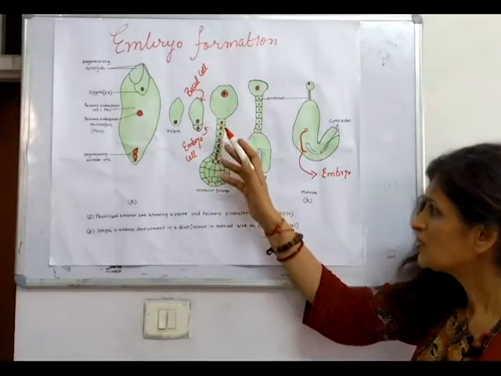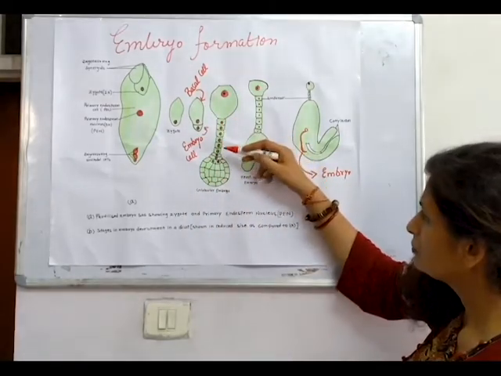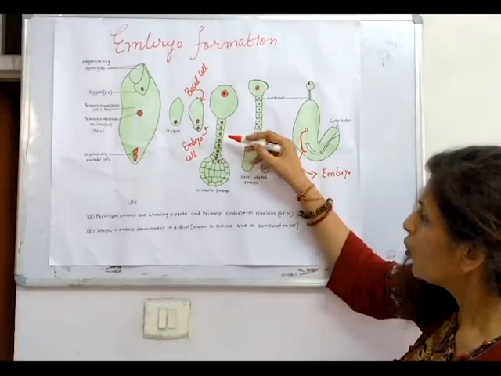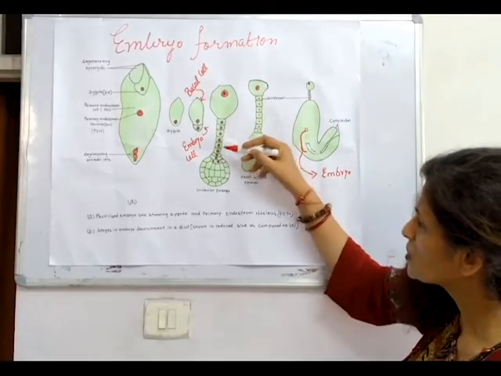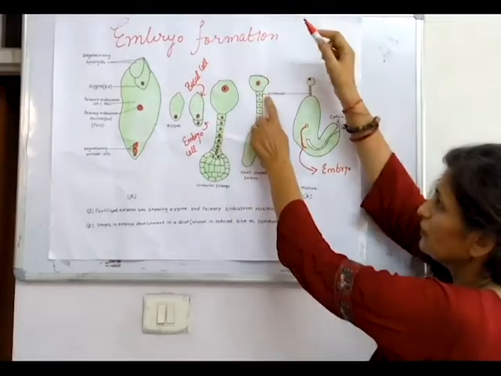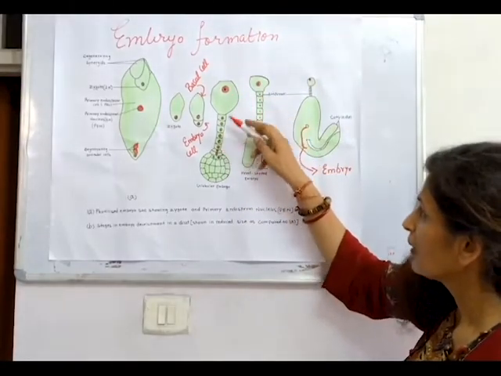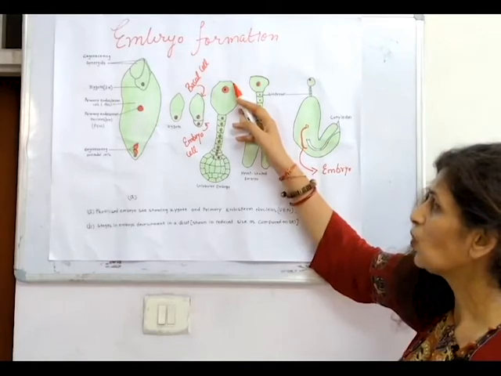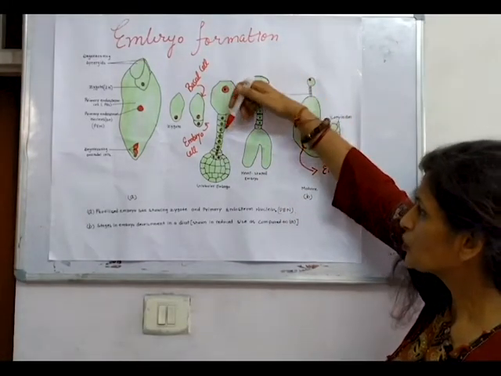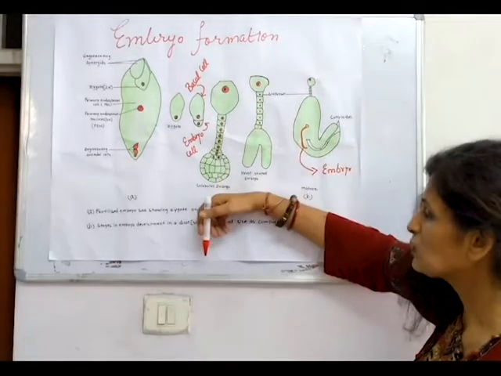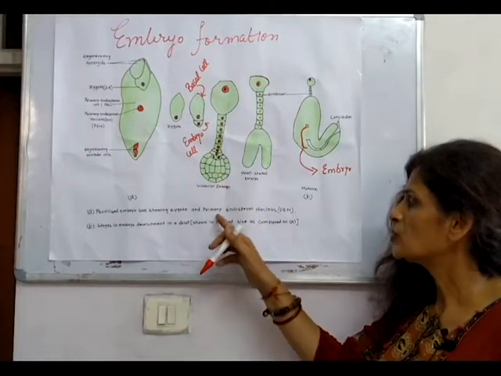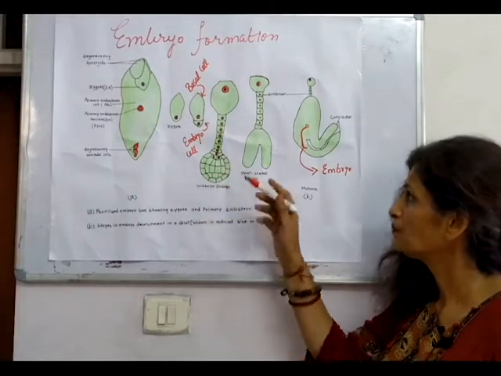Afterward, these cells start dividing. The basal cell undergoes rapid mitotic division. You can see after division, a long filamentous structure is formed. This whole structure from the basal cell is called the suspensor. This suspensor and the terminal cell of the suspensor is called haustorium. What is the function of the suspensor? It pushes the embryo towards the endosperm. This is the embryo. So that the embryo can get nourishment from the endosperm.